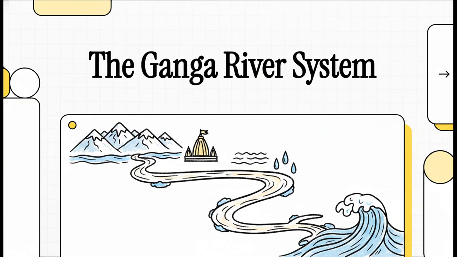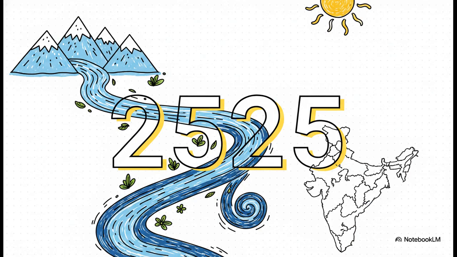Let's get started. To truly appreciate the Ganga, we've got to start with its absolute sheer scale, 2,525 kilometers. That is a massive journey. From its origins way up high in the freezing Himalayan altitudes, all the way down to the warm waters of the Bay of Bengal, this river carves a path that pretty much defines the entire geography of northern India. I mean, it is the longest, most significant river in the country, hands down.